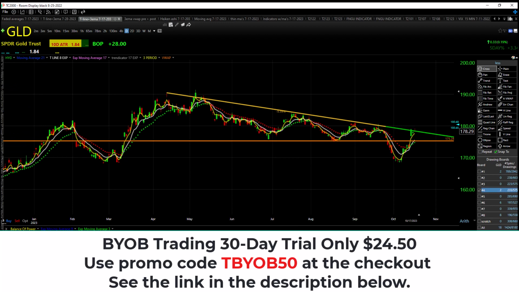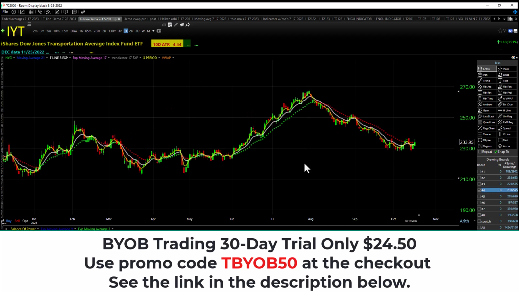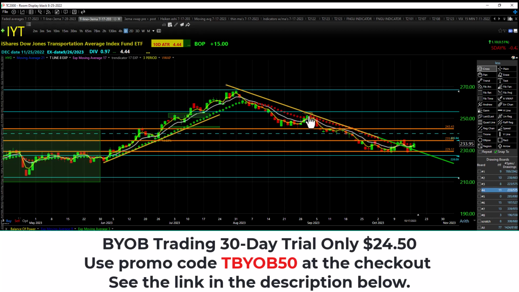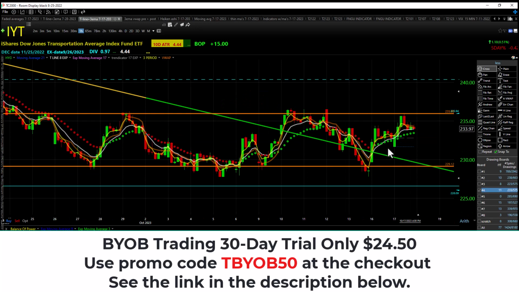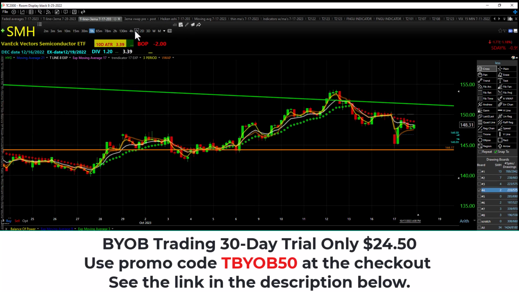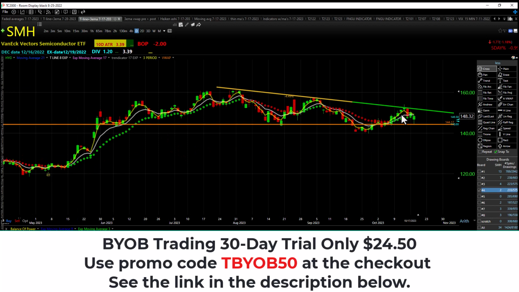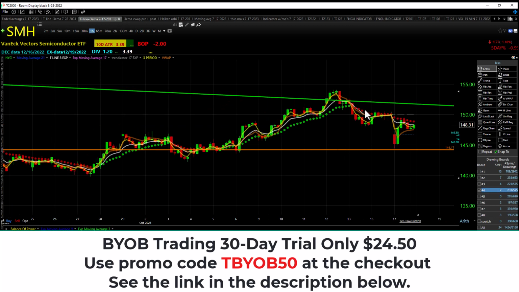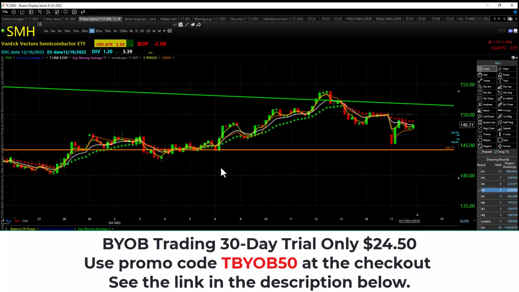All right, let's look at IYT. Here's our transports, still in a downtrend with lower highs and lower lows. On the hourly time frame, a higher low and a higher high. So IYT, hourly uptrend. That's good for the IWM. SMH. On the daily chart, higher lows, higher highs in a daily uptrend, although kind of in an hourly pullback here with lower highs and lower lows. So SMH, hourly downtrend in the daily uptrend.